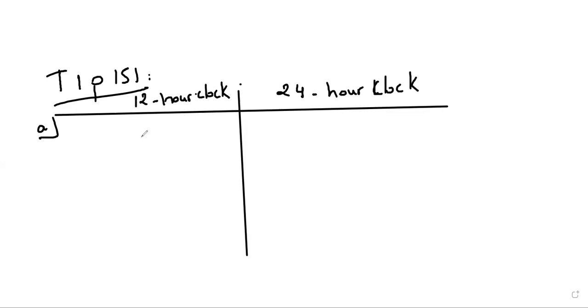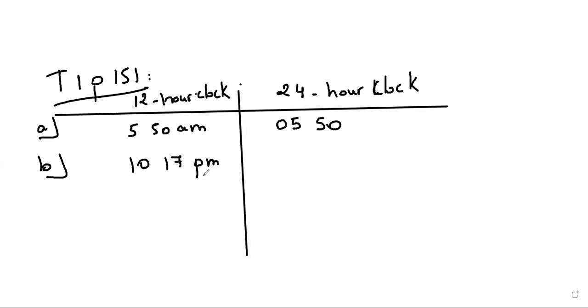All right. So the first one, I have 5:50 a.m. So this is in the morning. To write it in the 24-hour clock, I just need to write 5:50 like that. Nothing to add, just this value. After that, for B, I have 10:17 p.m. Since it's p.m., in the evening, I need to add 12 to 10, so it will be 22:17. I don't need to write anything.